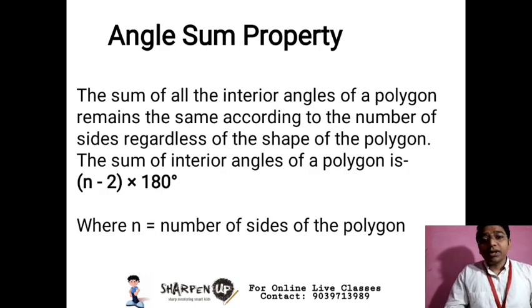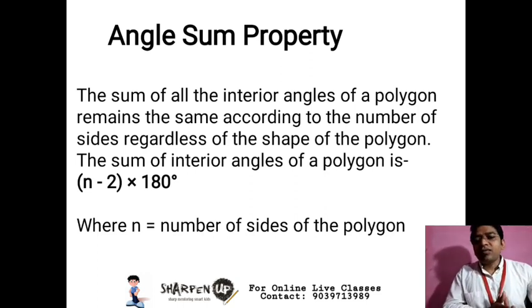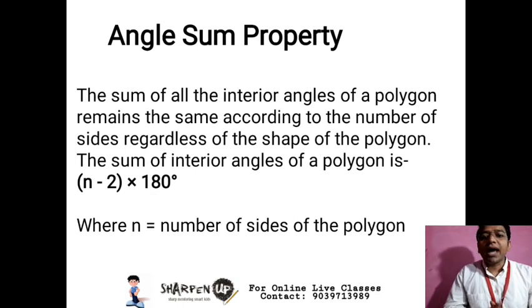Now, angle sum property. The sum of all the interior angles of a polygon remains the same according to the number of sides, regardless of the shape of the polygon. How do we find the sum of the interior angles of any polygon? We use this formula: (n minus 2) times 180, where n is the number of sides.